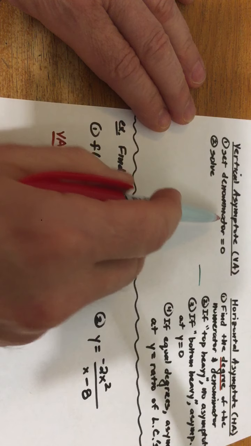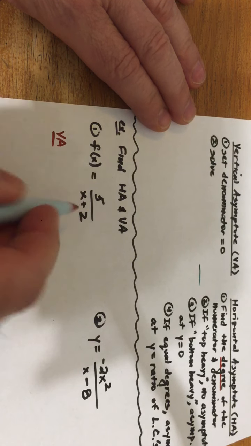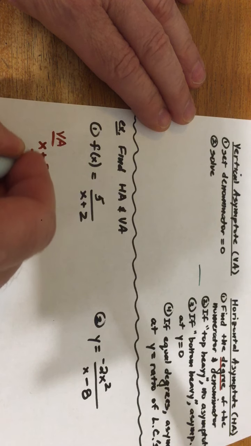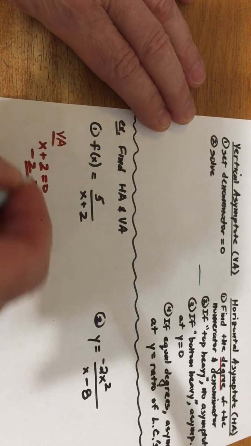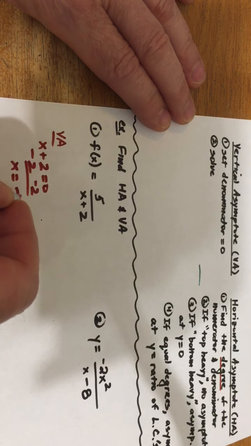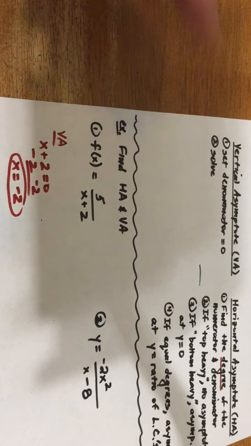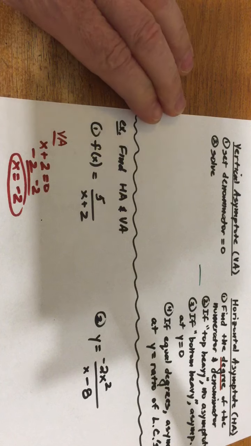First thing, set denominator equal to 0. Here's our denominator, so we're going to write x plus 2 equals 0. And we're just going to solve that equation. We get x equals negative 2. There's our vertical asymptote. Let's take a look at the horizontal asymptote and see what that ends up looking like.